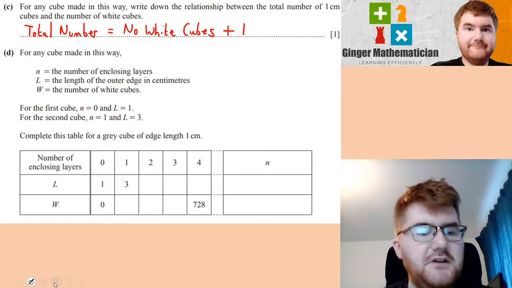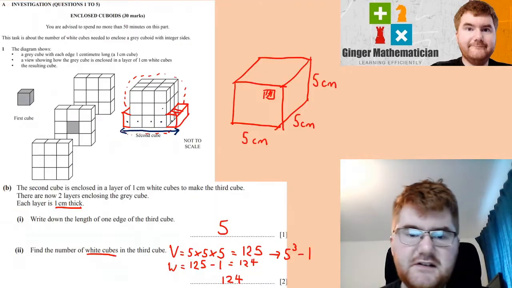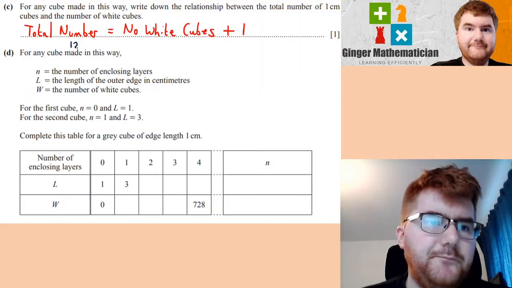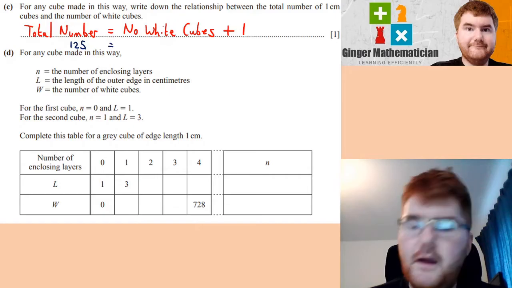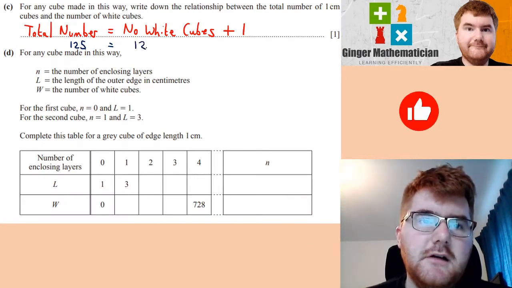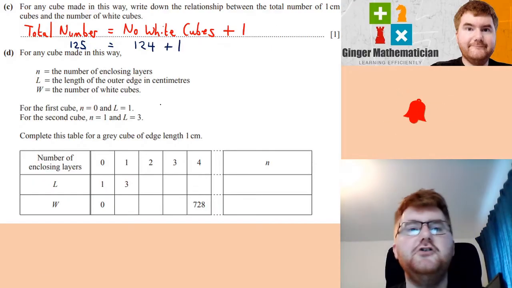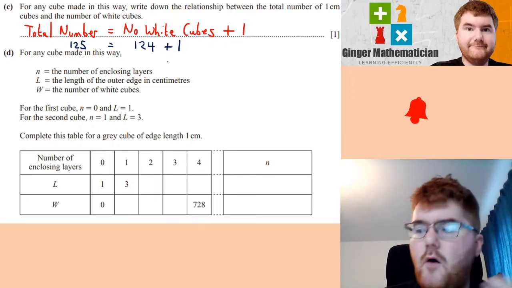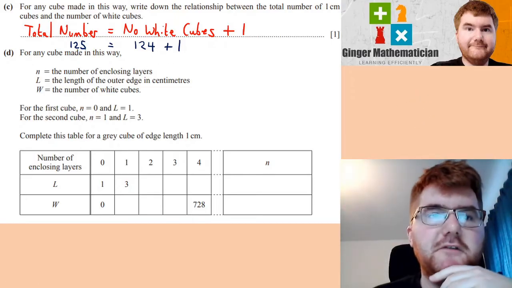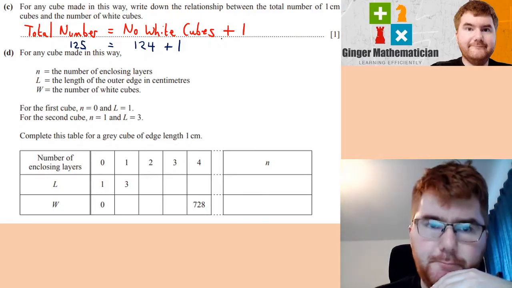So if I'm going to give you a number example of what's going on from what we just did, notice the total number of cubes in the third one was 125. The number of white cubes in that example was this answer here, so 124. But then we have to include that one grey cube, which would be plus 1. So this is a numerical example of where I'm getting this particular formula from. So the total number of cubes is equal to the number of white cubes, and then we add 1 on.